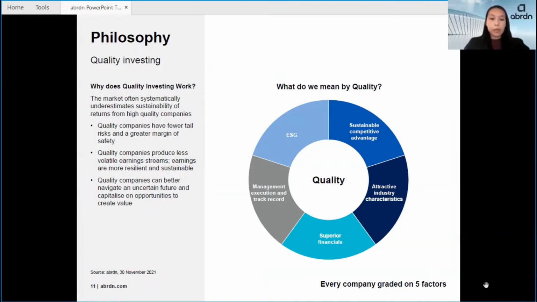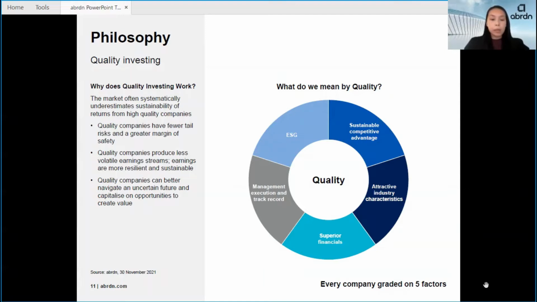Thirdly, superior financials. We do not want to look for companies that are highly leveraged, which will run into trouble in the down cycle. So assessing the balance sheet and their cash flow generation, these are all important considerations to us in our quality assessment.